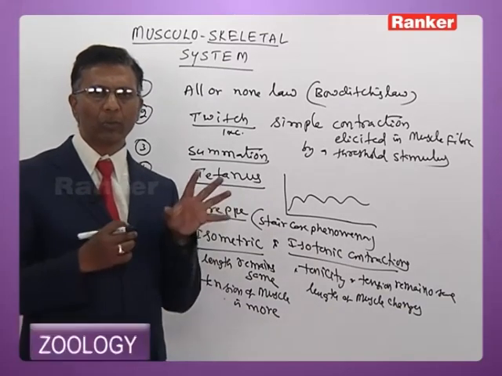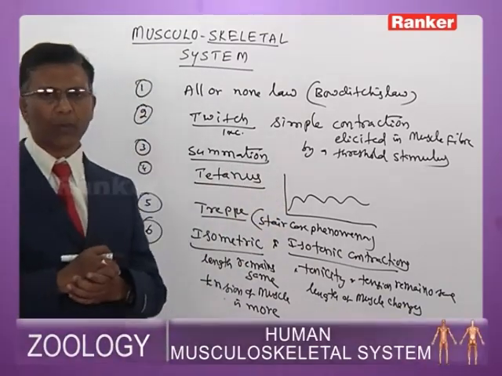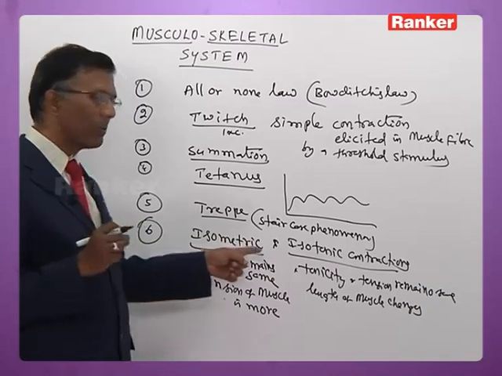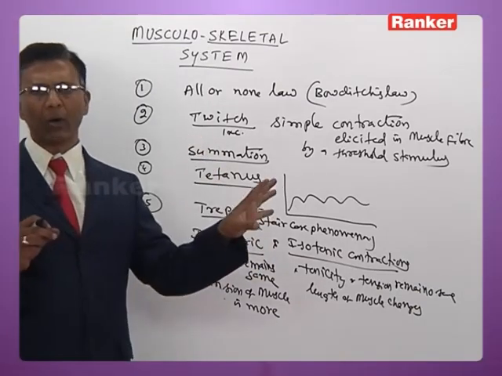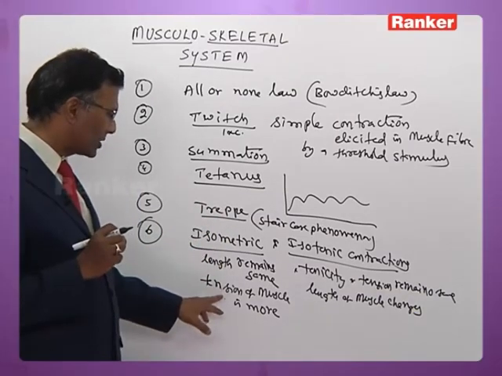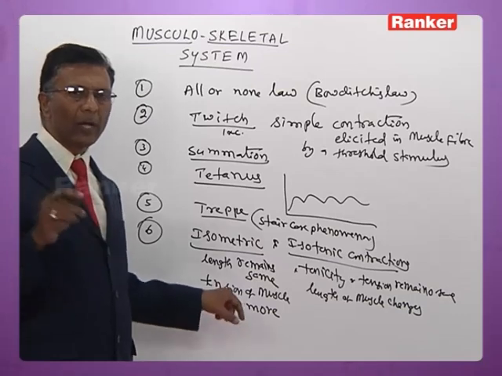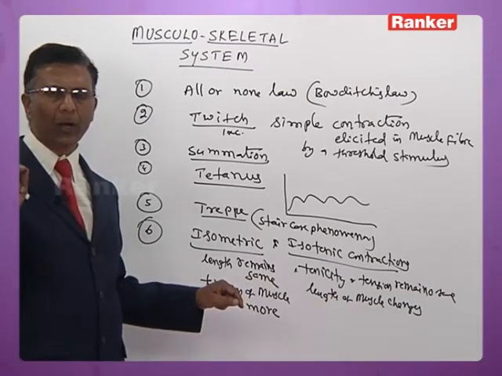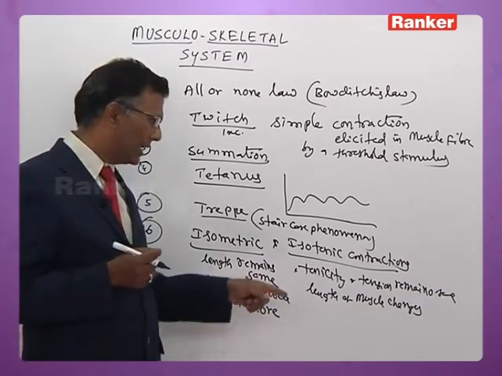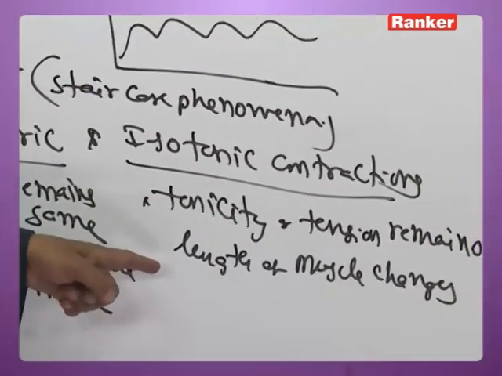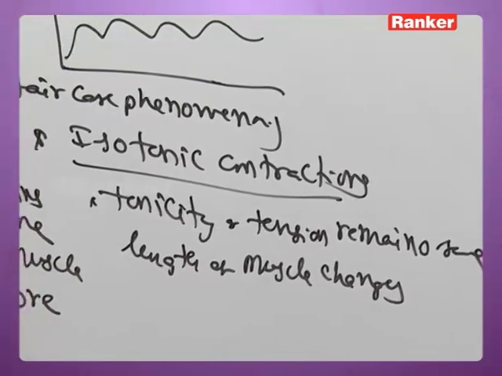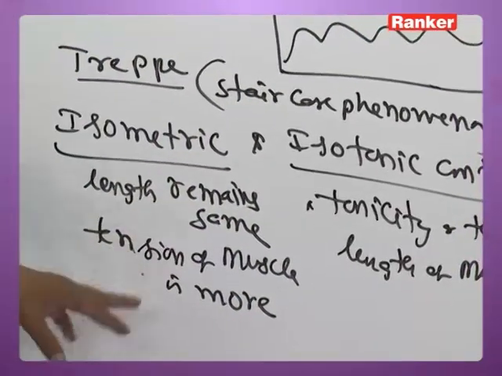Like for instance, you push your hand against the wall. The contraction that is evoked in the muscle is called isometric contraction. When you push your hand against the wall or against an immovable object, work is not done, whereas length remains the same but tension of the muscle is more. When you try to lift a small book, whose load is much lesser than the force exerted by the muscle, then it is called isotonic contraction. So in isotonic contraction, tension remains the same but the length of the muscle changes, whereas in isometric contraction, length remains the same but tension of the muscle is more.